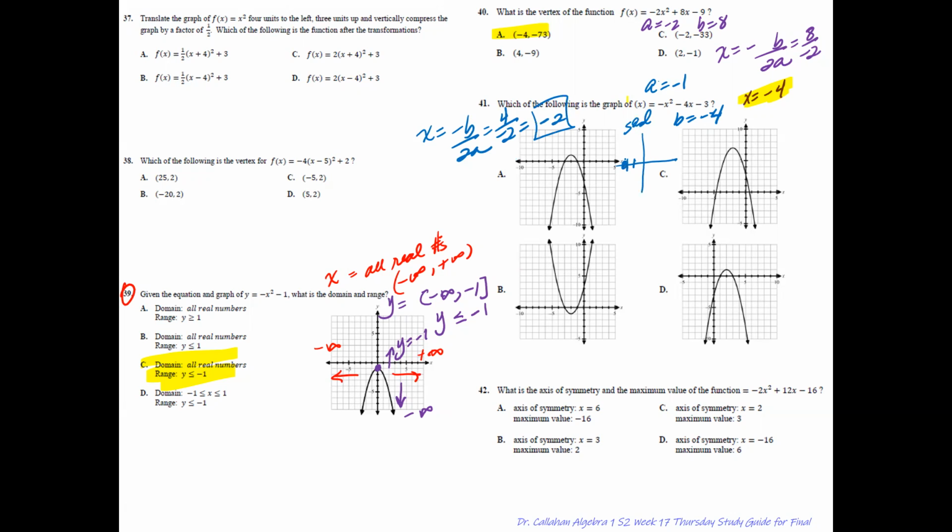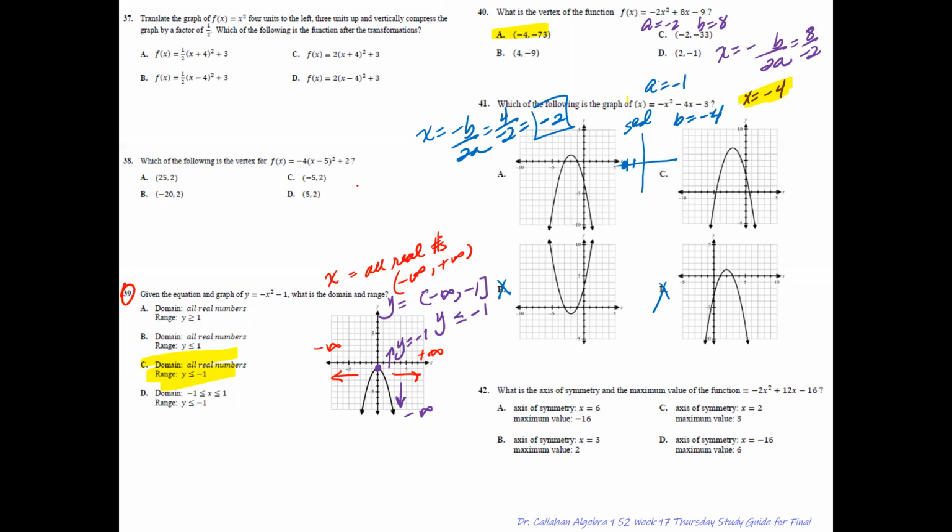-2 is going to be right here. So which one here starts at -2 and is a sad face? I know that it's not going to be B because that's a happy face. It's not going to be D because it starts at +2. So then I'm either left with A or C. So now I need to figure out what the Y is.